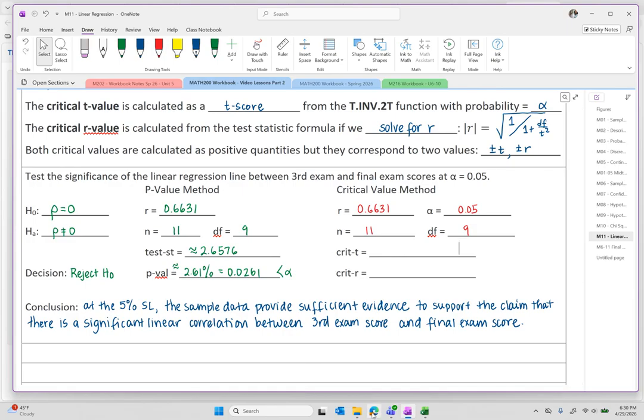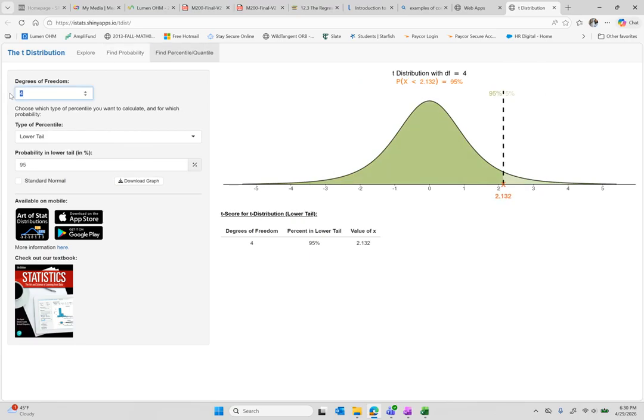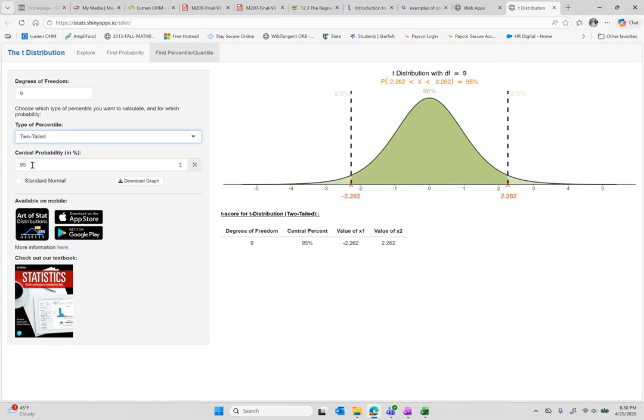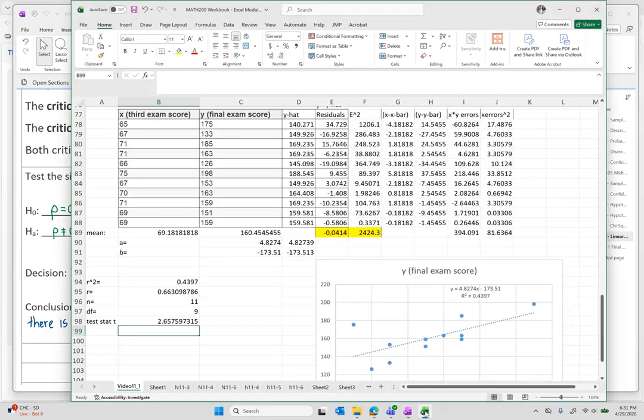So I'm going to go in the app, under find percentile quantile. With 9 degrees of freedom, I'm looking for the two-tailed with a central probability of 95% and a tail probability of 5%. That will be my alpha. And I find the t to be plus or minus 2.262, approximately 2.262. If I need more accuracy, I have to do that in Art of Stat.